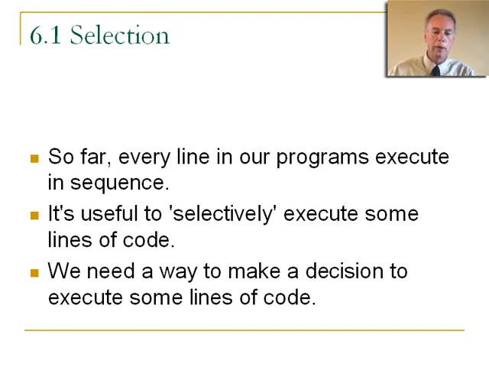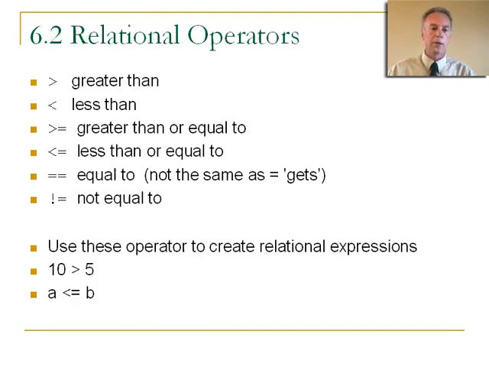And if we're going to selectively execute lines of code in some conditions, we need a way to express a condition that would make a decision on whether or not to execute some lines of code. So in that case, we're going to introduce relational operators here, and there are 6 of them. The first 4 you should be kind of familiar with: greater than, less than, greater than or equal to, less than or equal to, and then the equalities, equal to and not equal to.